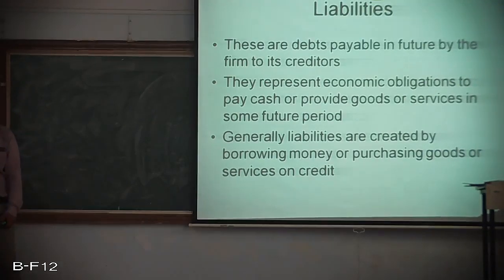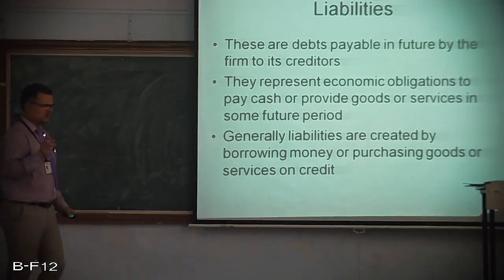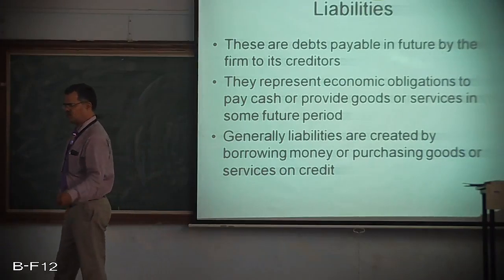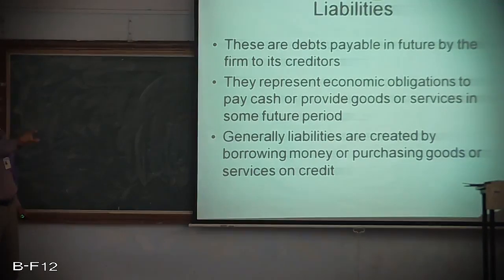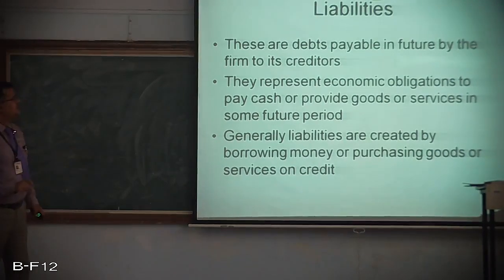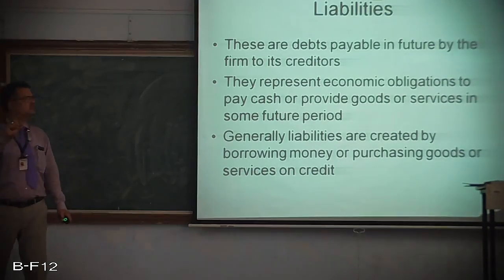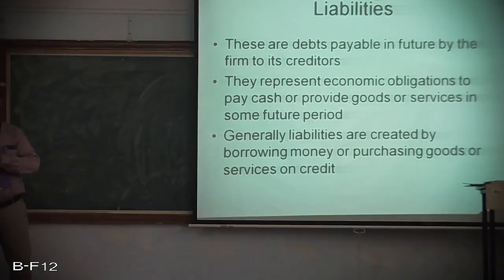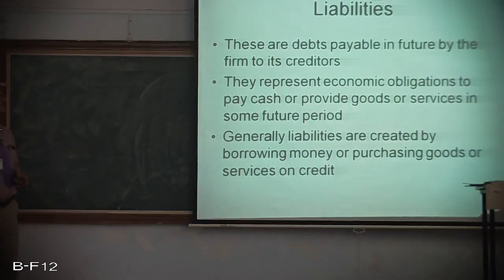Next, of course, liabilities. I told you in the beginning that organizations normally talk about two things: assets and liabilities. I told you that assets are the economic resources convertible or measurable in terms of money values. So what do we mean by liabilities? Liabilities are the debts payable in future by the firm to its creditors. Remember, they are the payable amounts in future by the firm to the creditors. This much liability we have, this much money we have to pay to the creditors. That is called a liability.